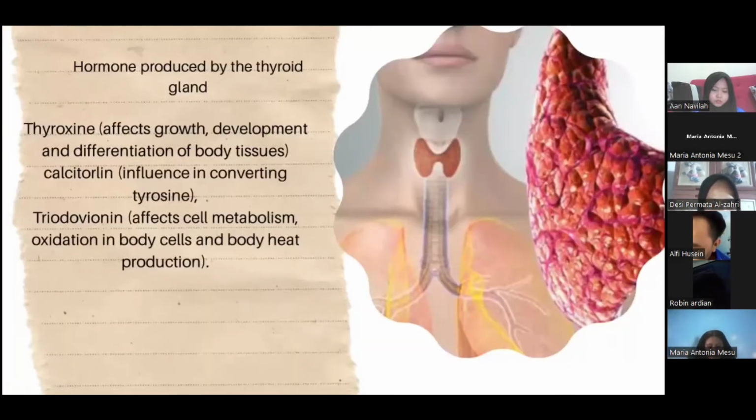Hormones produced by the thyroid gland. Thyroxine affects growth, development, and differentiation of body tissues. Calcitonin regulates calcium in converting tissue. Triiodothyronine affects cell metabolism, oxidation in body cells, and body heat production. Next.